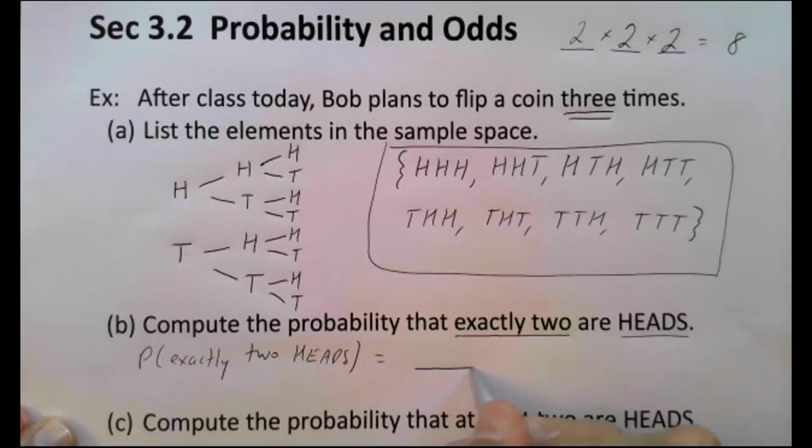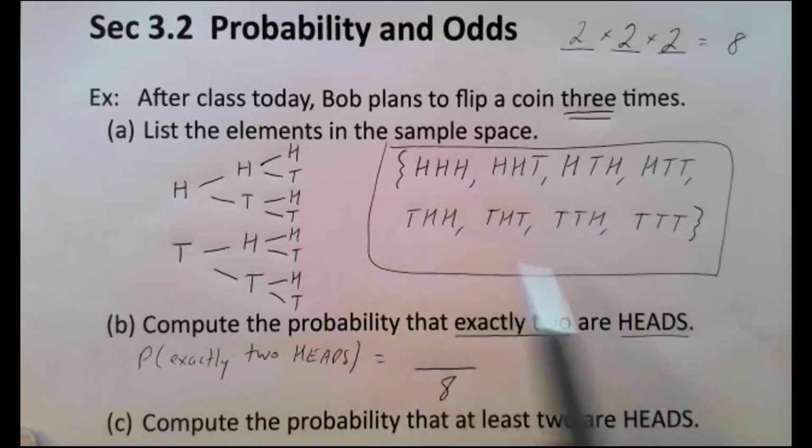So the way this works, your denominator is always going to be the total amount of things, the number of elements in my sample space. There are 8 possible things that could happen. We just wrote all of them down right there. There are 8 possible things that could happen if you flip a coin 3 times. But in the numerator, we have to write down how many of those 8 meet the qualifications that we're talking about. How many of those 8 have exactly 2 heads?